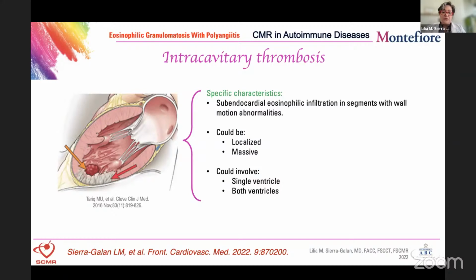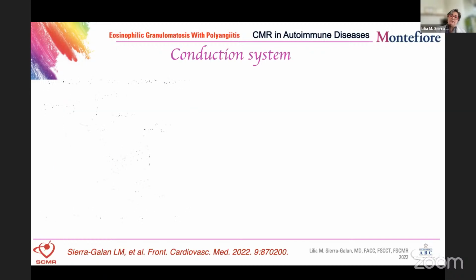This intracavitary thrombosis is different from the one we saw previously with the antiphospholipid syndrome, because in this case there is subendocardial eosinophilic infiltration in segments with wall motion abnormality. So it is not just the clot, it's the clot with eosinophilic infiltration of the subendocardium, in the segment that has wall motion abnormalities, because that myocardium is also infiltrated. It could be localized or massive, could involve a single or both ventricles, and can embolize to the brain and be the origin of a stroke.